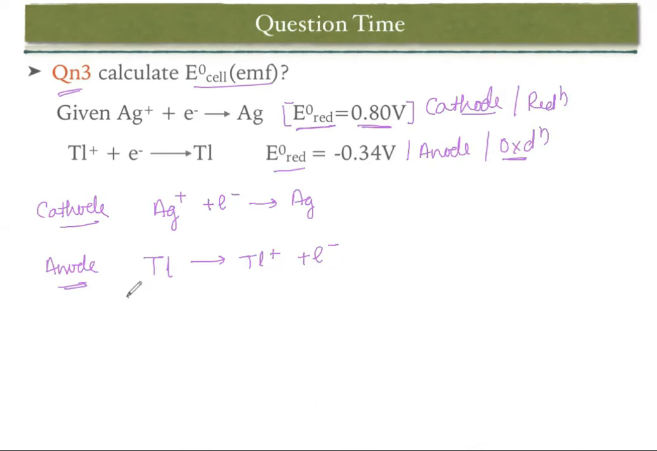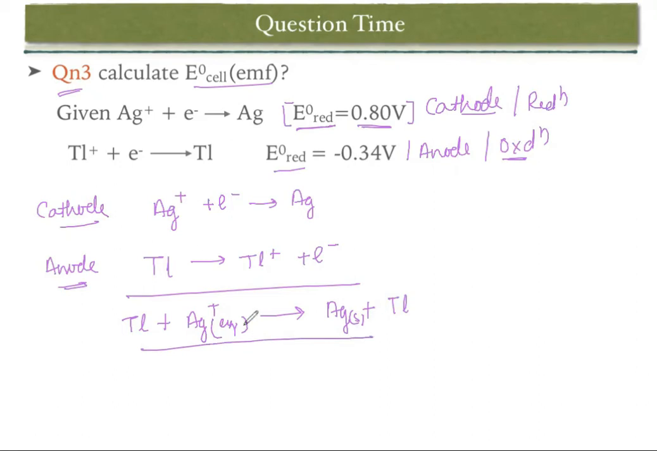Okay. So if we add these two reactions, first we say thallium solid, Ag plus aqueous medium, gives Ag solid plus thallium. Okay. So this is the complete reaction. Now we have to calculate the cell potential. As we have already discussed, there are two methods to calculate. Basically, you remember those two, because otherwise you will get confused.